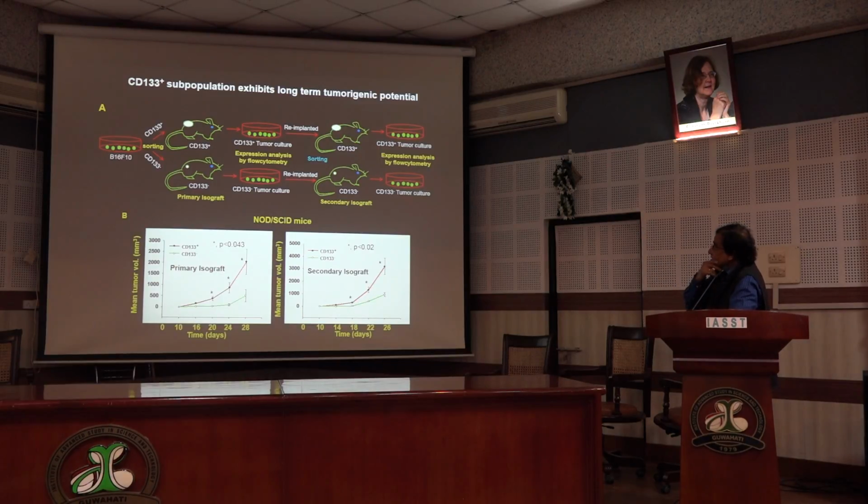This is the representative primary and secondary isograft. So in both cases, CD133 positive cells are developing tumor faster than CD133 negative cells. So that suggests that they have a long-term tumorigenic potential.